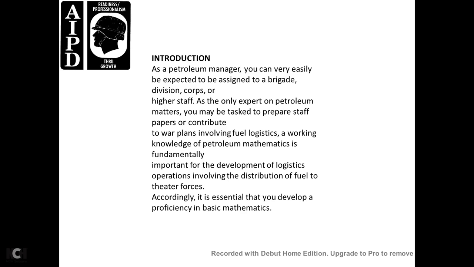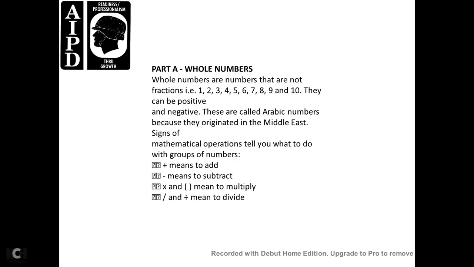According to the essentials for development, proficiency in basic mathematics is required. Whole numbers are 1, 2, 3, 4, 5, 6, 7, 8, 9, and 10. They can be positive or negative, and are called arithmetic numbers. The system of mathematical operation symbols tells you what to do with the group of numbers. Plus means add, and minus means subtract. X and parenthesis mean to multiply, and division and quotient mean to divide.